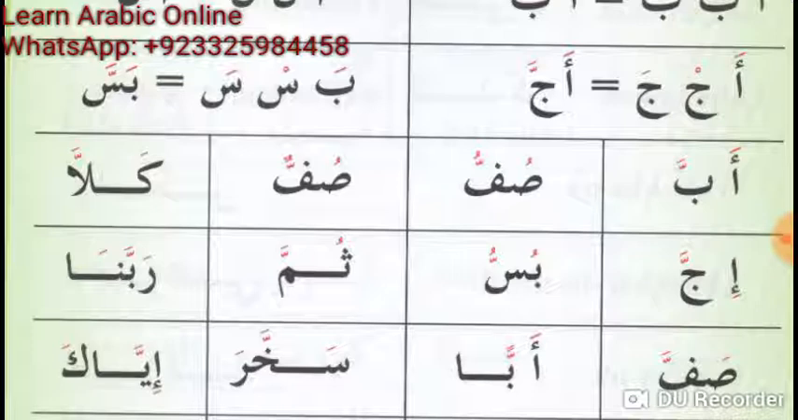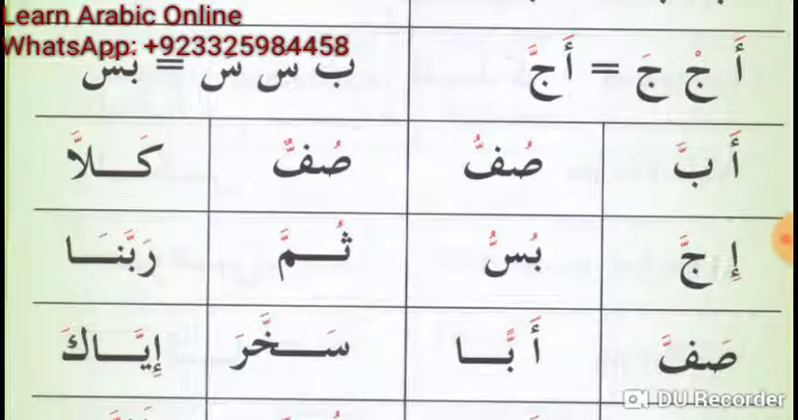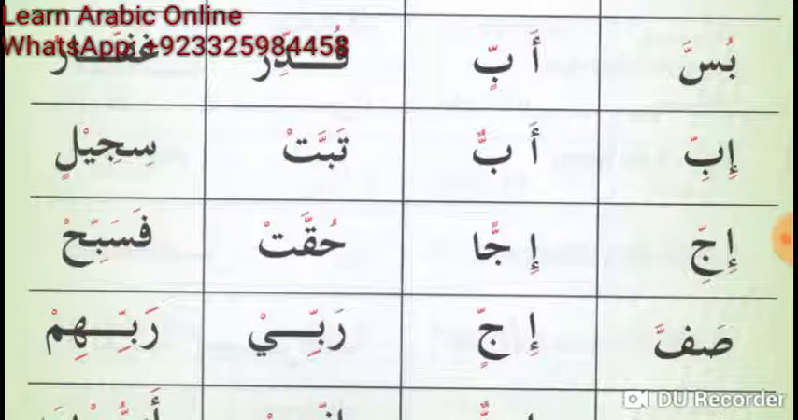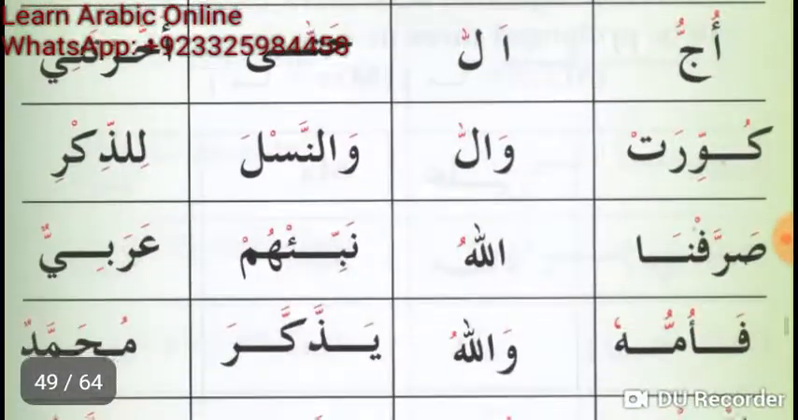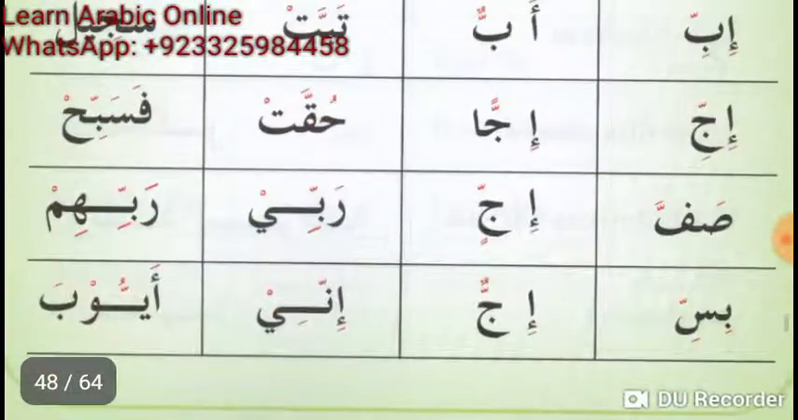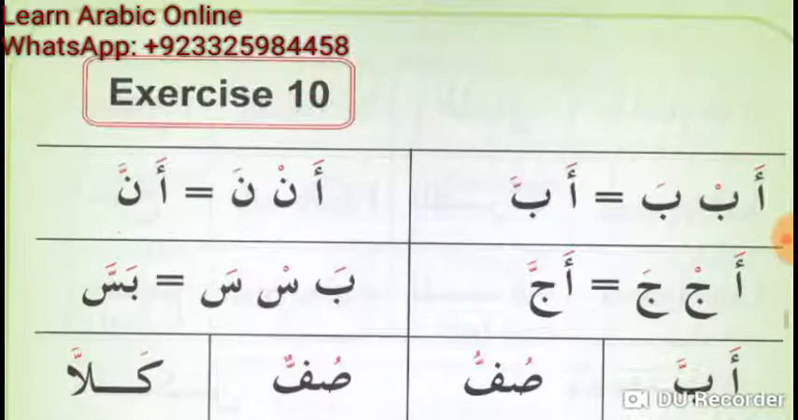Sahara. Kudira. Tabbat, yes. Tabbat, okay. Hukat. Okay. Rabbi. Inni. Kalla.